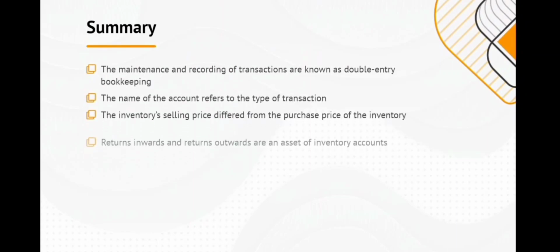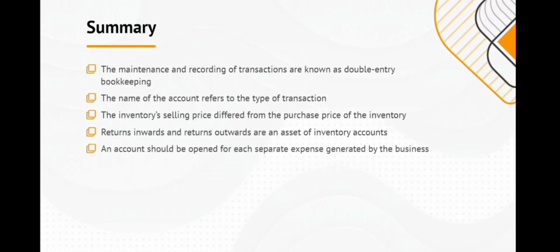Summary. The maintenance and recording of transactions are known as double-entry bookkeeping. The name of the account refers to the type of transaction. The inventory's selling price differed from the purchase price of the inventory. Returns inwards and returns outwards are an asset of inventory accounts. An account should be opened for each separate expense generated by the business.